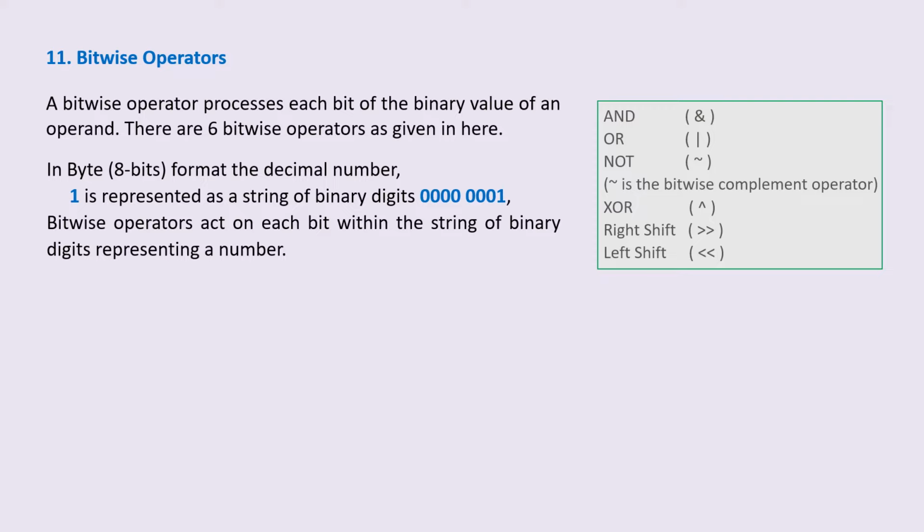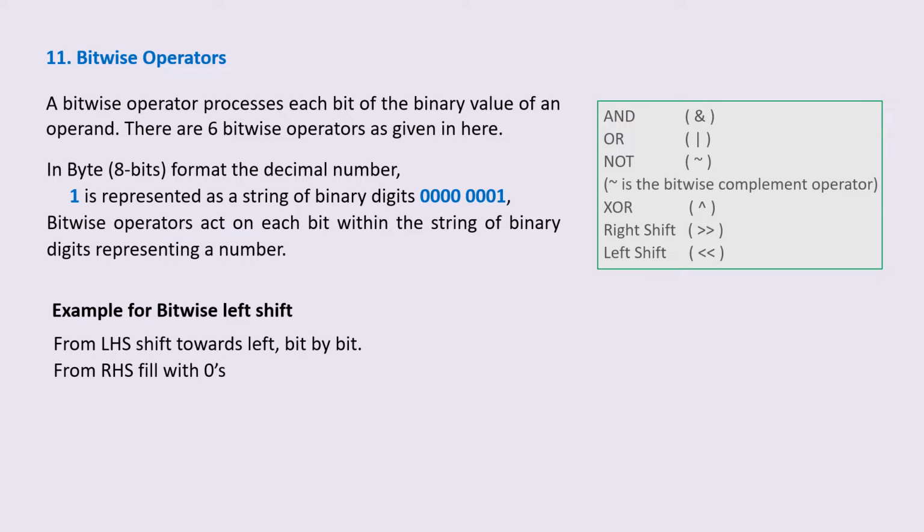Here is an example of the bitwise left shift. The golden rule for a bitwise left shift is, from LHS, shift towards left, bit by bit. And then, from RHS, fill vacant spaces with zeros. So, if integer A equals 2, then cout A, bitwise left shift by 1, would give the output 4. To make it clear, I will now give you a simple visual demonstration.